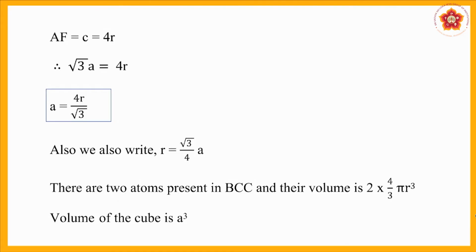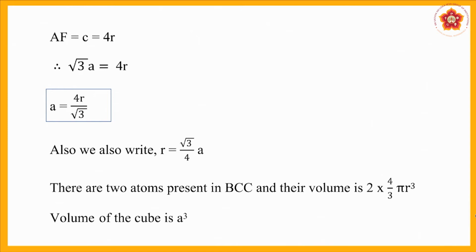Okay. So here AF is the C, that is 4R. Okay. And therefore we know the value of C here, root 3A. Okay. And it is equal to 4R. So you can write A is equal to 4R divided by root 3. And also we can write R is equal to root 3 divided by 4 into A. Okay, we know how to write that R is equal to root 3 divided by 4 into A.